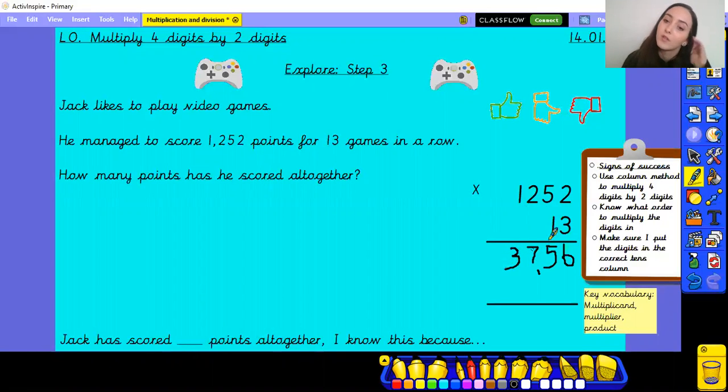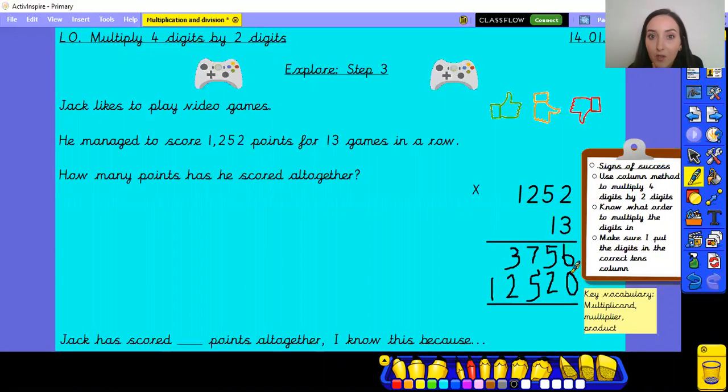Okay, and now on to our tens column. So 1 times 2 is 2. My 2 goes here. 1 times 5 is 5. 1 times 2 is 2. And 1 times 1 is 1. And I'm going to place my 0 here.